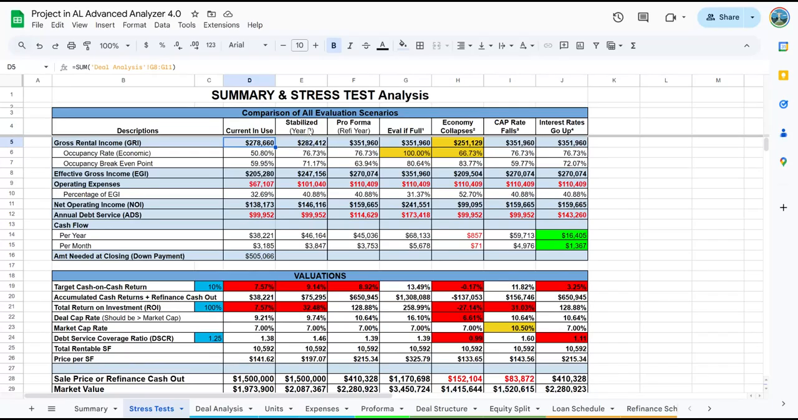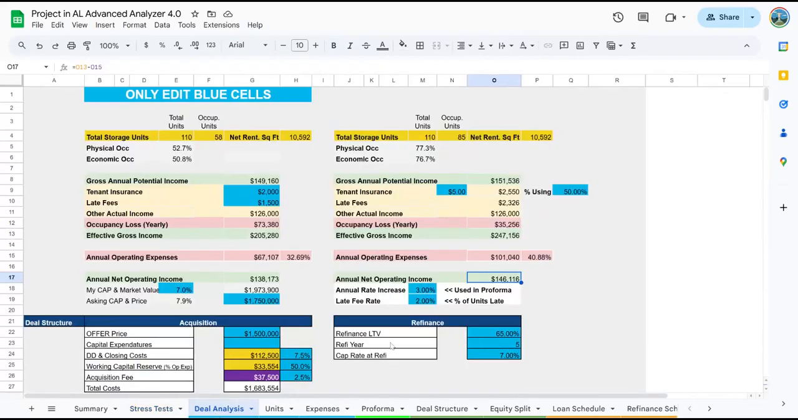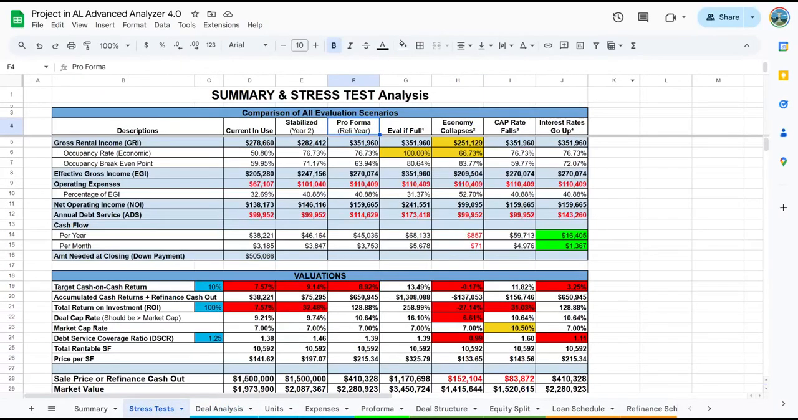And then the second column calculates the stabilized numbers that you entered in. And this is based off year 2. And then the third column is your pro forma. And these numbers are based off the year that you're going to be refinancing, which is entered in under your deal analysis refi year. And now these last 4 columns, they are going to be your different economic situations.